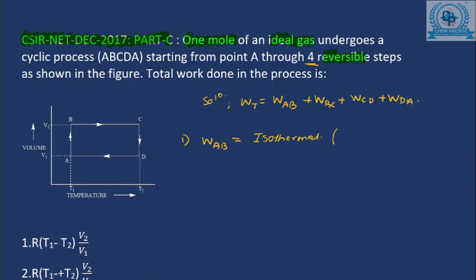And in this case, what is the temperature? The temperature constant and maintained is T1. So work done in a reversible isothermal process is defined as minus nRT ln final volume by initial volume. यहाँ पे T क्या है? T is T1.